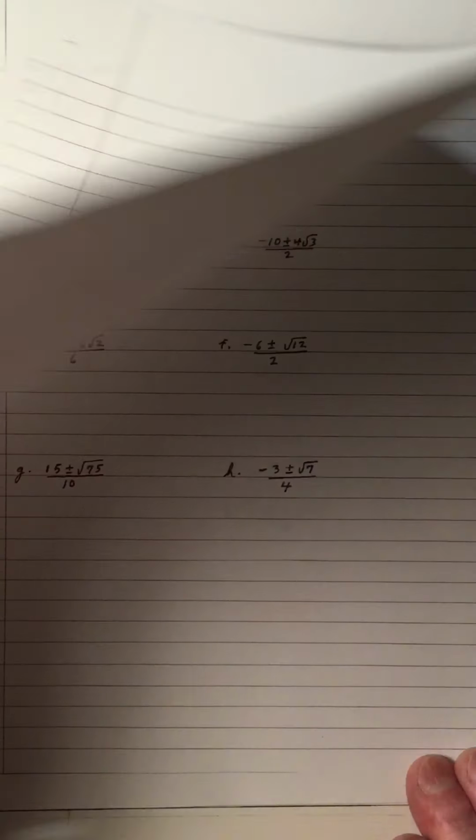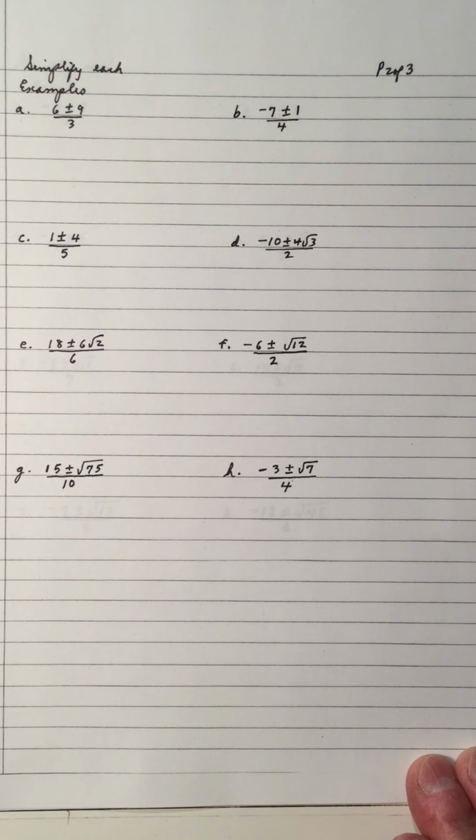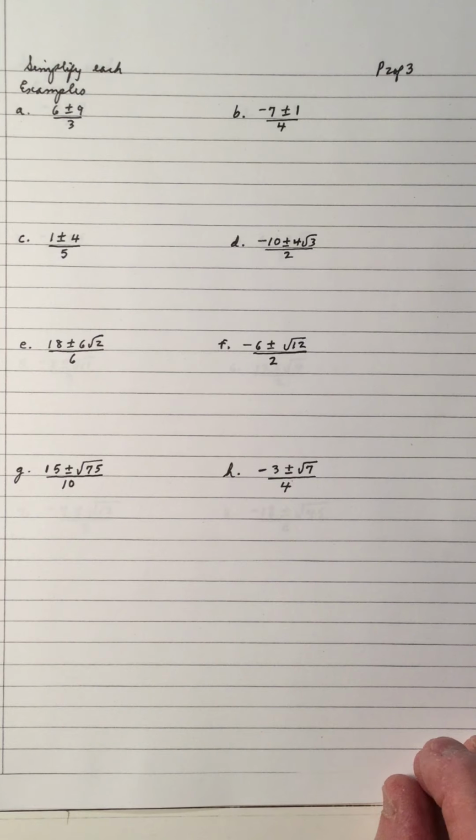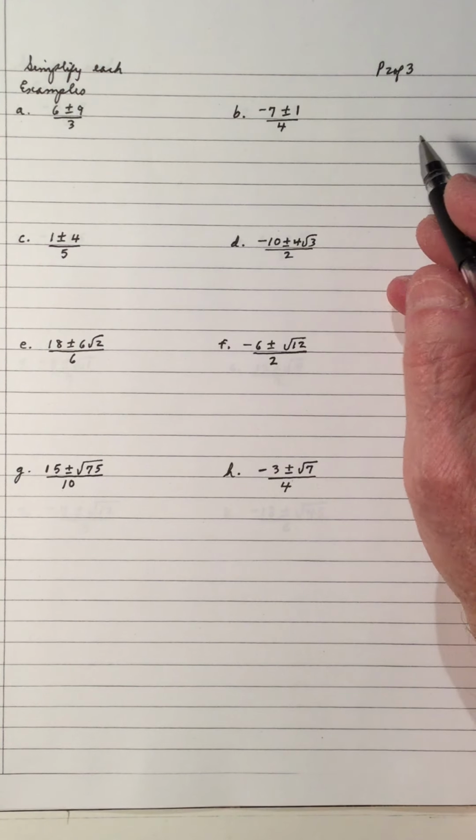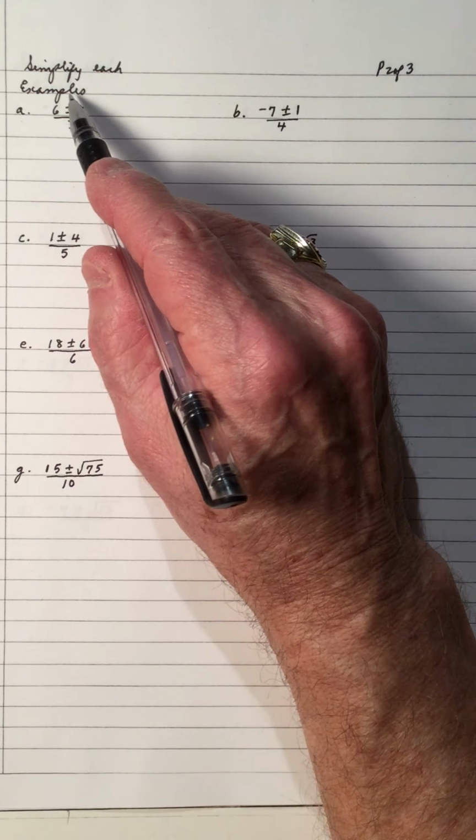Again, I'm breaking the quadratic formula down into small parts so that when you get to the quadratic formula, you'll follow through what you've done here. Simplify each. Some examples.